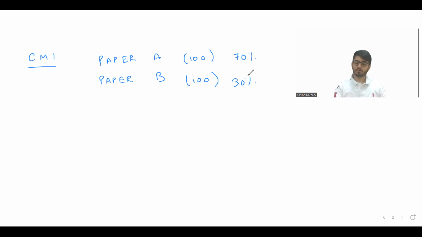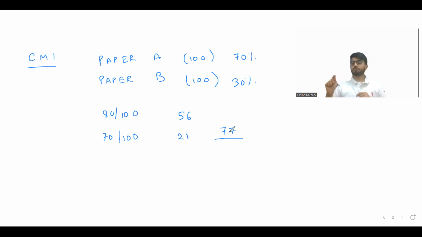So for example, let's say in paper A you score 80 out of 100, and in paper B, let's say you score 70 out of 100. So on 70% I would be getting 56 over here, and on 30% I would be getting 21 over here. On adding, I would be getting 77. On the basis of this mark, you shall be either clearing the paper or failing your examination. So this is how it works for IFoA.